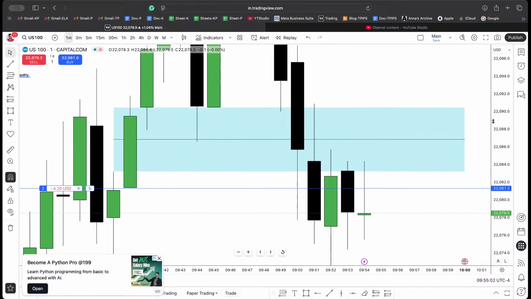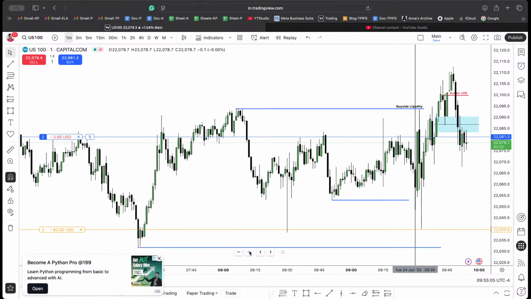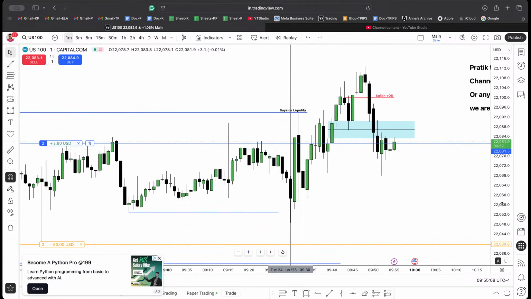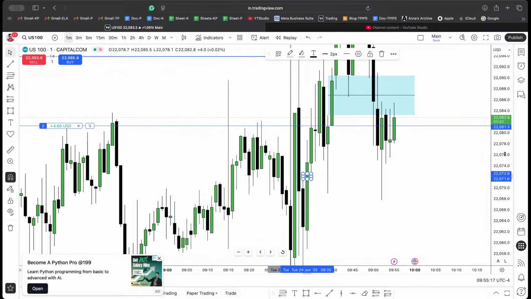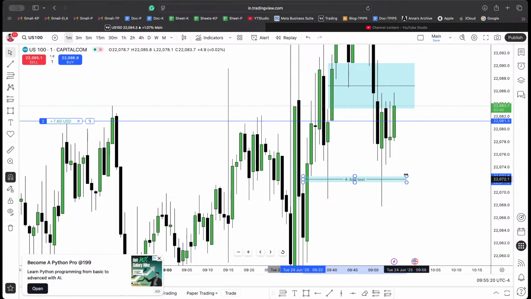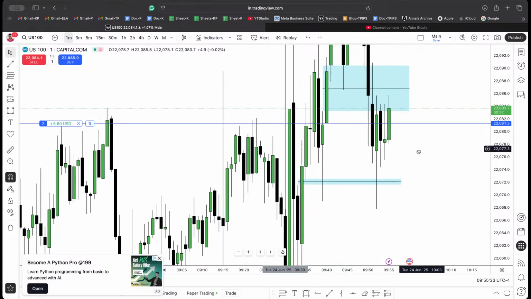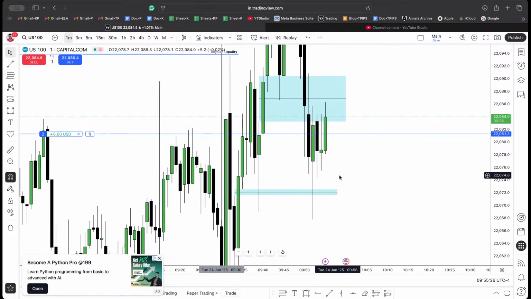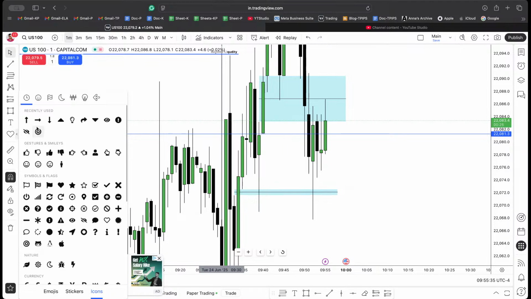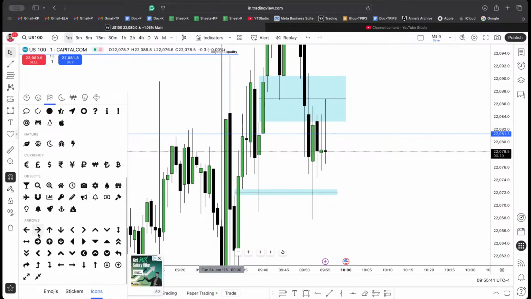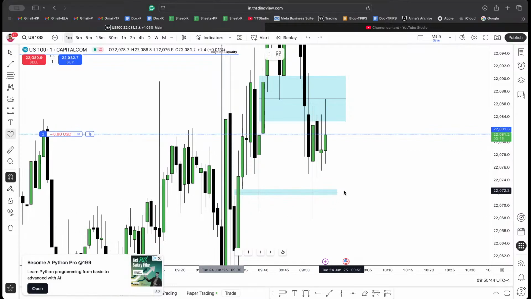Right now we're just waiting for the price to move in and do some pricing. So this is the fair value gap which I entered upon. So the entry was done here. So the entry was here.